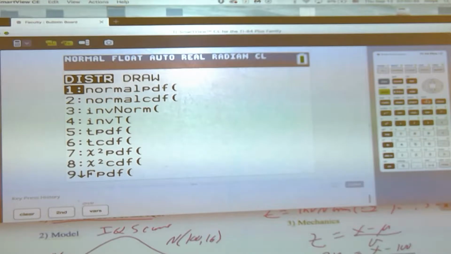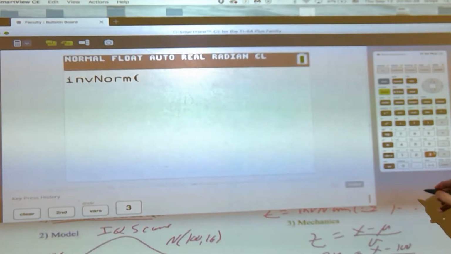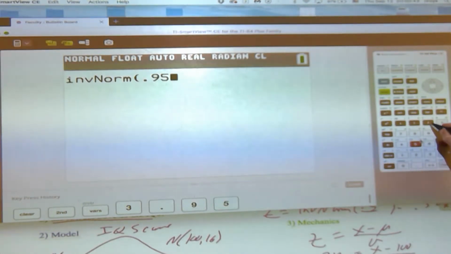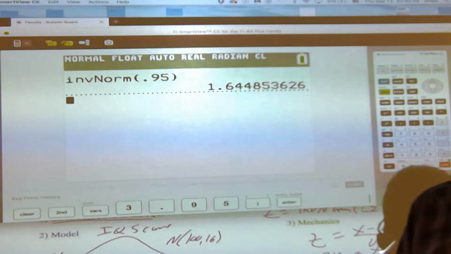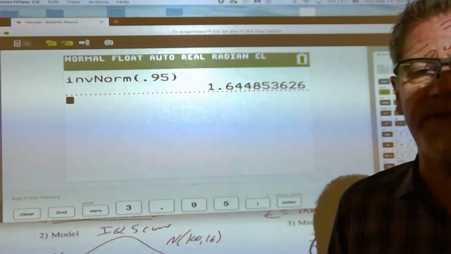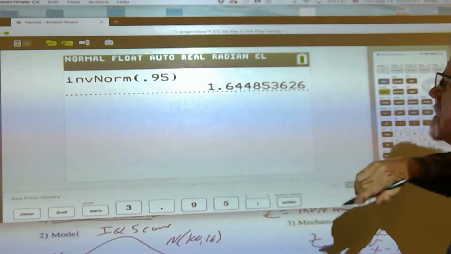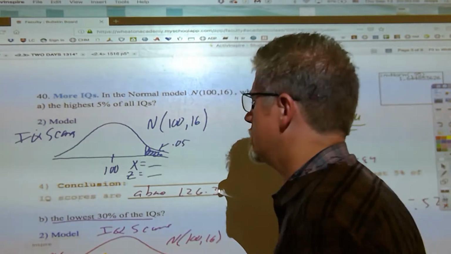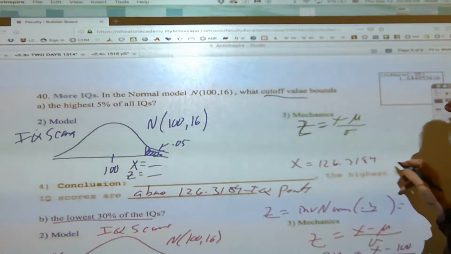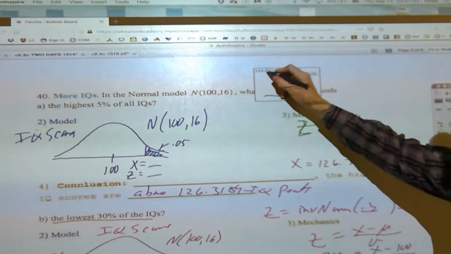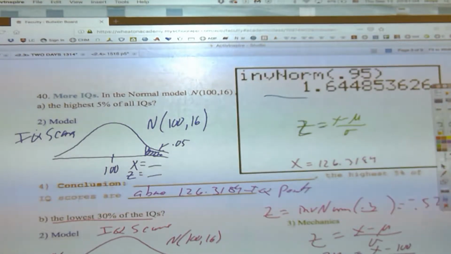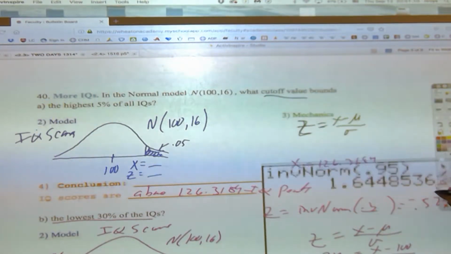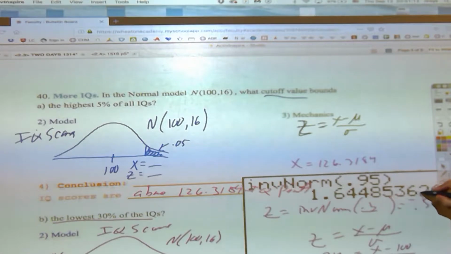We went to the distribution menu, picked up item 3. The left area for a right area of 0.05 is going to be 1 minus 0.05 or 0.95. So by typing in the inverse normal of 0.95, we have a z-score of 1.645. Let's add that to the model. For the z-score, it came from inverse normal. In fact, if you happen to not be watching, I've got it right here. Inverse normal of 0.95 gives 1.645. That does the trick.